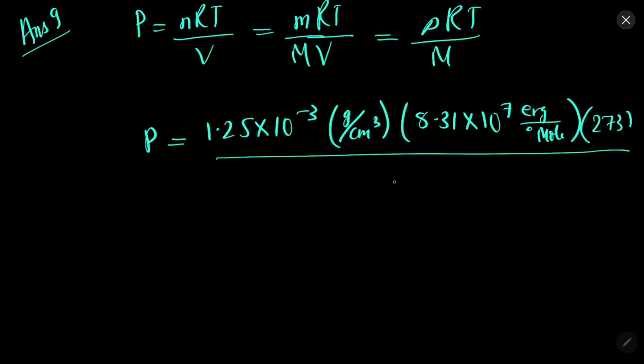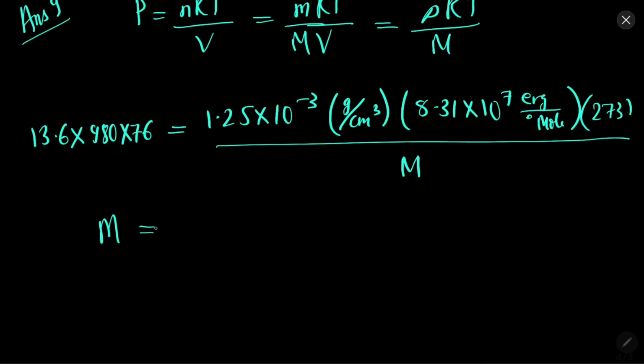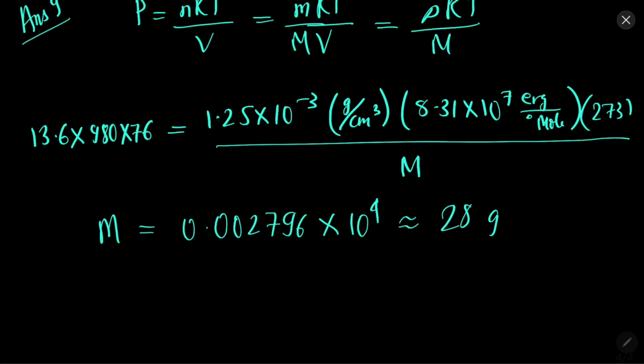And M is unknown. The pressure is given, which is 13.6 into 980 into 76. So from this M can be calculated. It will come out to be 0.02796 into 10 to the power 4, or approximately equal to 28 gram per mole.